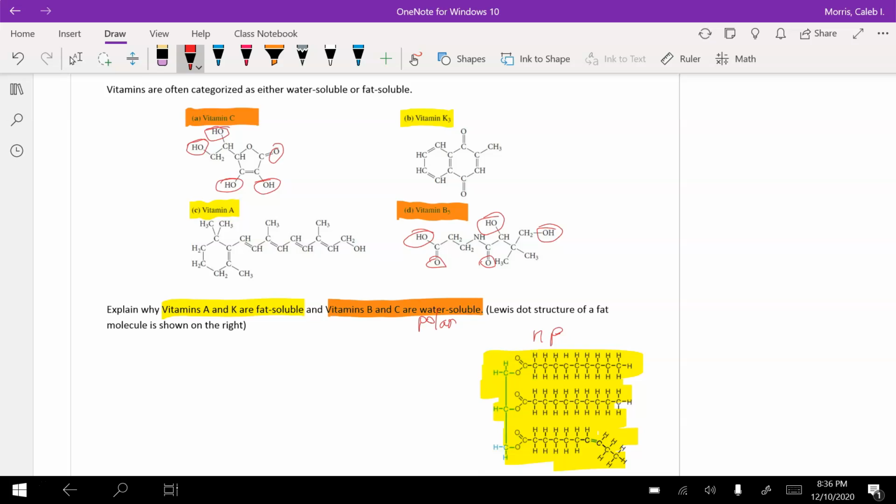Now look at vitamin A. There's one OH. Look at vitamin K. Well, we've got two of those somewhat weaker carbon to oxygen bonds, not particularly polar. So this is more nonpolar. This one's also more nonpolar. And vitamins C and B are more polar.